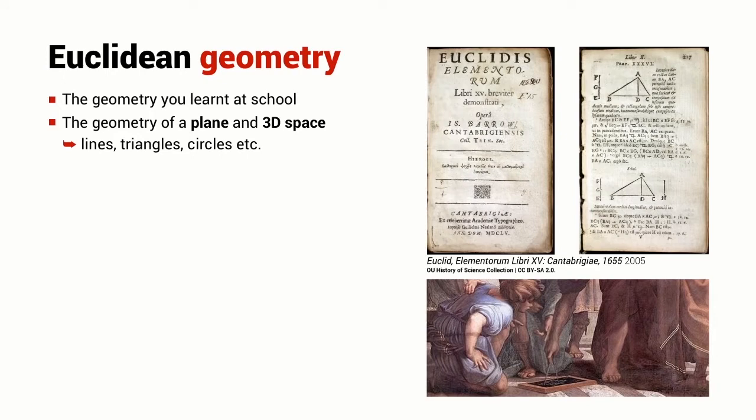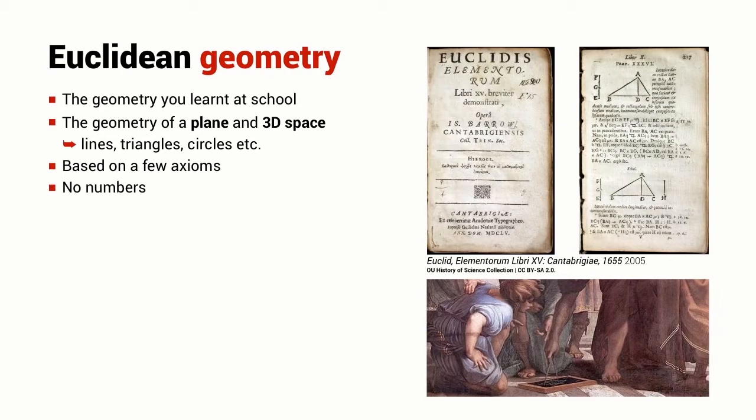It's the geometry of things in a plane and of things in three-dimensional space. It's geometry about lines and triangles and circles. It's based on a few axioms, if you like, fundamental underlying principles. And from these few axioms, all the other principles of geometry can be derived.